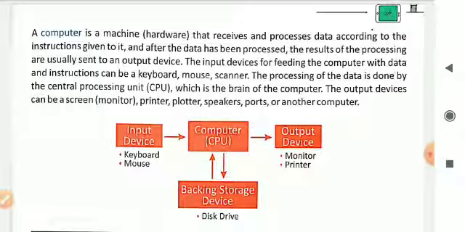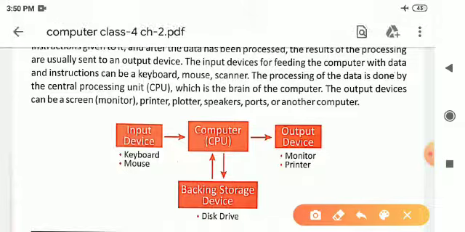The processing of the data is done by the central processing unit, which means CPU, which is the brain of the computer. The central processing unit processes our data and is also known as the brain of the computer. The output devices can be a screen, monitor, printer, plotter, speakers, ports or another computer.